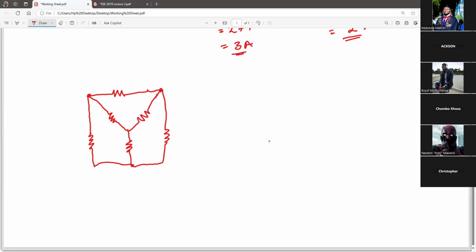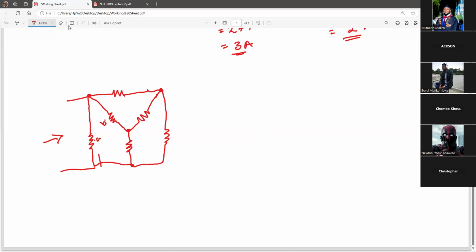So if you have a network like this and someone asks you to determine the equivalent resistance from this point, it will be very difficult. You will try by all means to say maybe this one and this one are in parallel, or A and B are in series. But you realize that because of this connection here, the currents in A and B will not be the same, and because of that other branch there. So you will not see that.